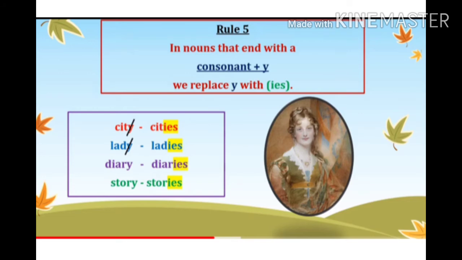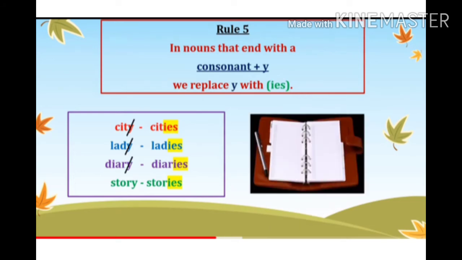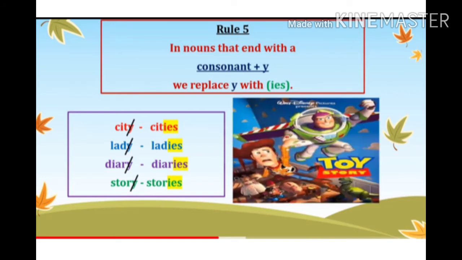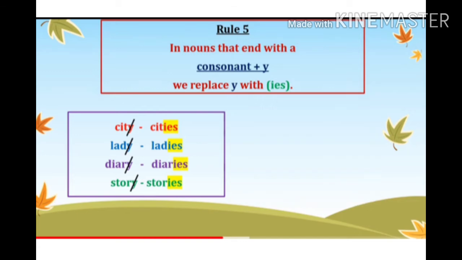Same as with diary. Y. Just before Y, you have R in the end. So cut Y and write IES. Last one, story. This word is again ending with Y. And just before Y, we have a consonant. So we will cut Y and write IES. So rule number 5 says, if your noun ends with a Y, just check, do we have a consonant just before Y? If yes, cut Y and write IES, and your singular noun will become plural.